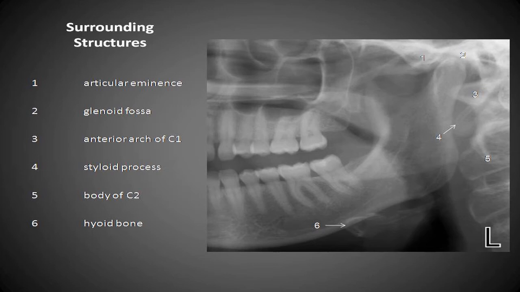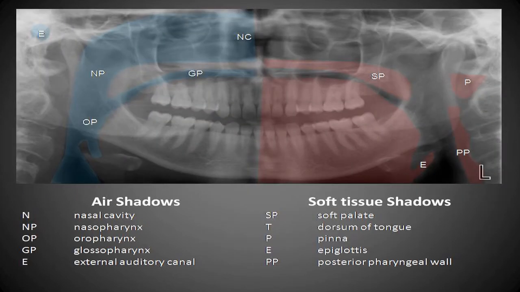Then the surrounding structures will be your articular eminence, which you will be able to see to some extent, but diagnostically we will not go for an OPG if you want to specifically study an articular eminence. You will rather go for a TMJ projection of your extraoral radiographs. And then you have your glenoid fossa, the anterior arch of C1, the cervical vertebra, that is, and styloid process, the body of C2, and your hyoid bone.